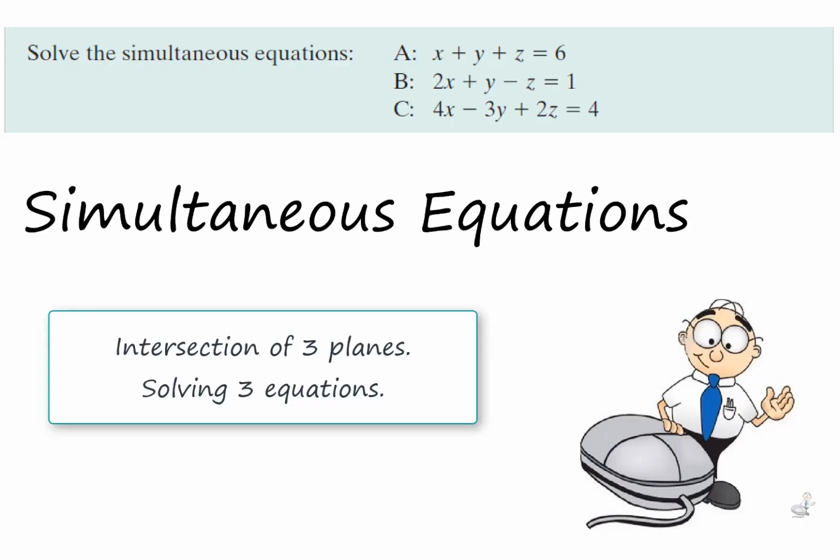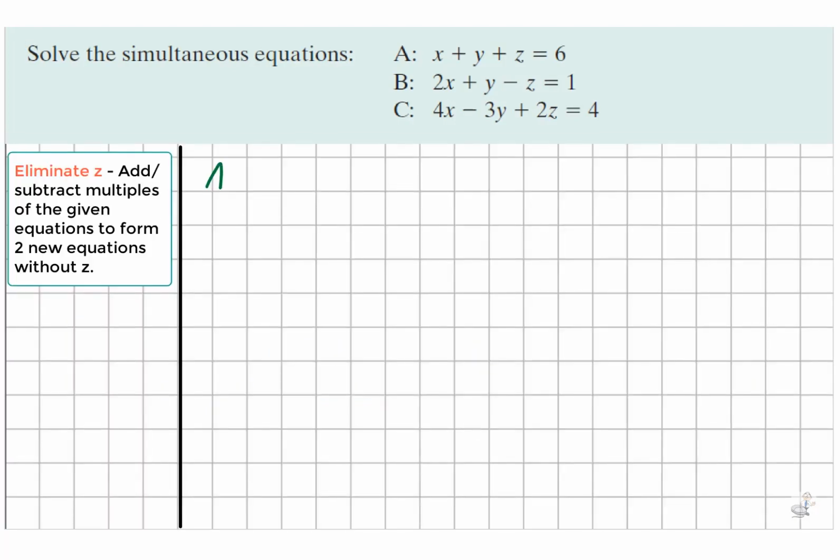This is a Leaving Cert higher level question involving solving the intersection of three planes. So we have three equations and three variables we want to solve. Well, if we add a and b, we will see that the z's will cancel out. So we'll try to form two new equations without z's.